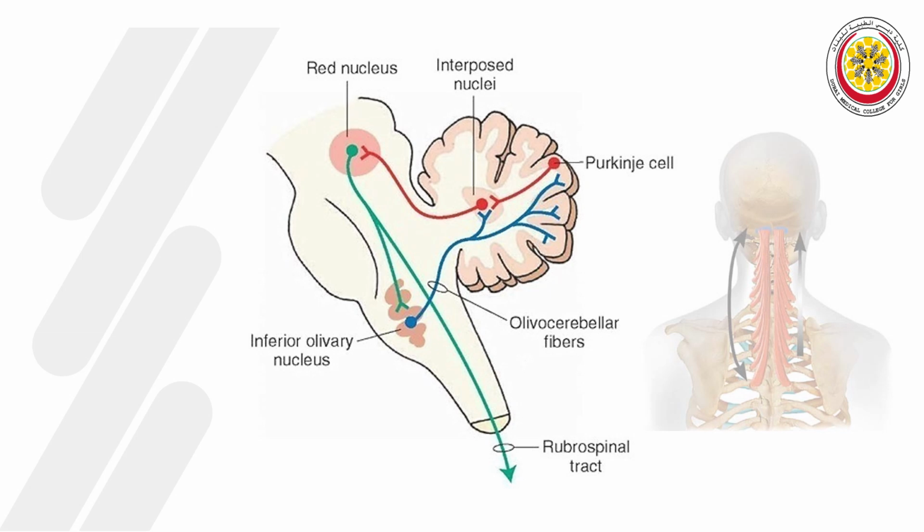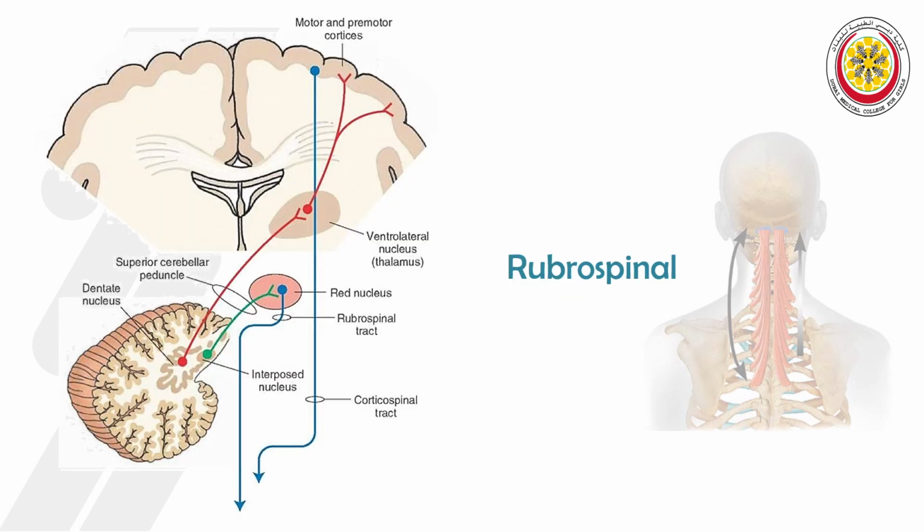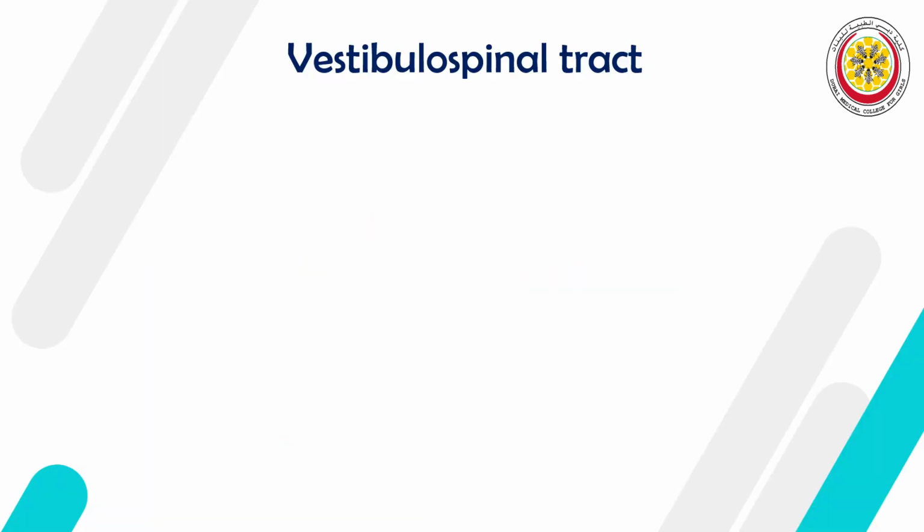Same, it's just a cross section. This is the inferior olivary nucleus, but this is the rubrospinal. The rubrospinal is also related to postural adjustment. Now, this is the rubrospinal we just described.